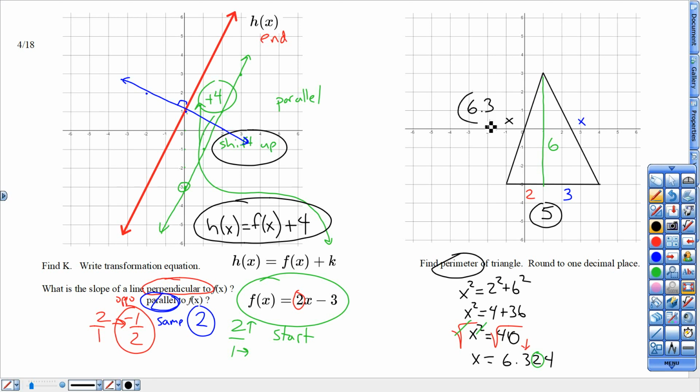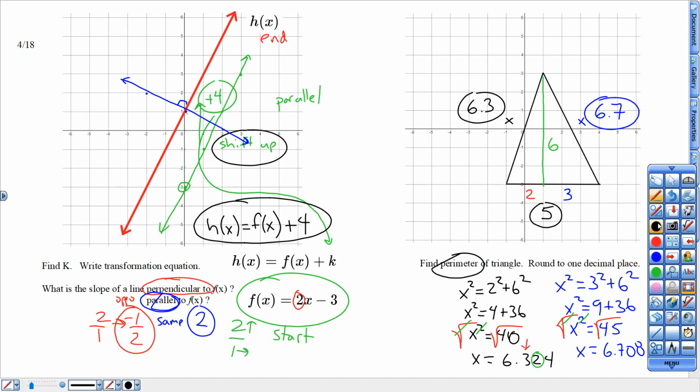So this is 6.3. To find this blue x, x squared, 3 squared, 9. Add them up. Gives me 45. First random word is blue. Extra credit for listening. Thank you. Square root. That gives me x equals 6.708. Not enough to round up by 1. That's going to stay at 6.7.